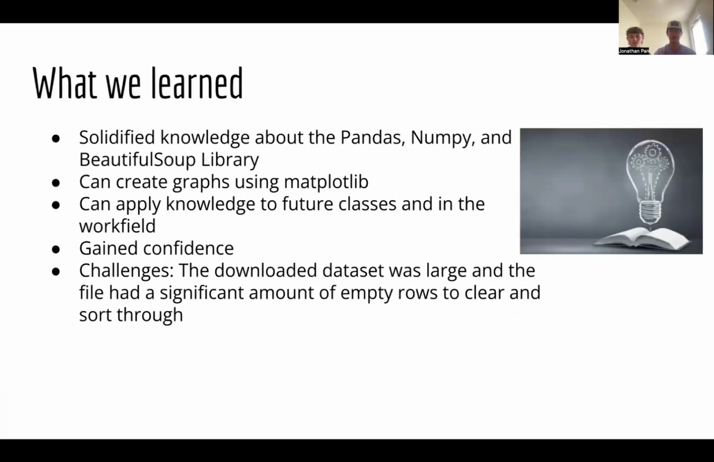Some things that we learned from this project were that we were able to solidify our knowledge about the pandas, NumPy, and Beautiful Soup libraries as we parsed through websites and HTML with Beautiful Soup, creating data frames with pandas, as well as gaining greater knowledge in creating data visualizations and graphs using Matplotlib, as we were able to show correlations and proportions within these graphs.